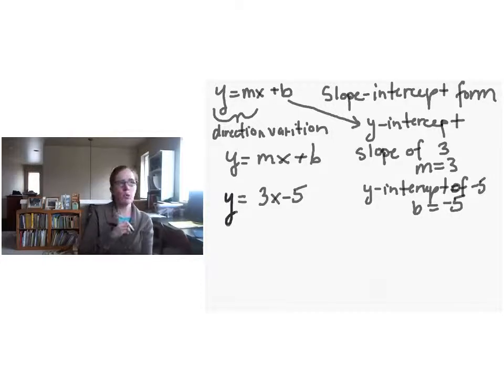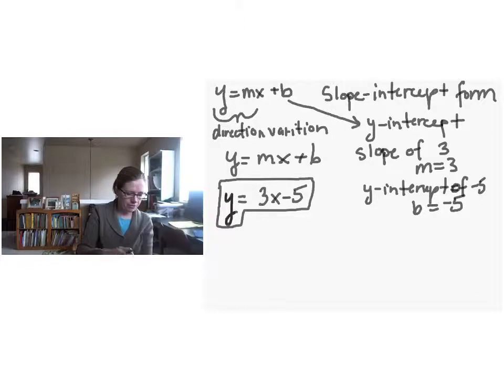So basically that's a placeholder. You have to take one addition or subtraction. So this is -5. So we have y equals 3x minus 5.